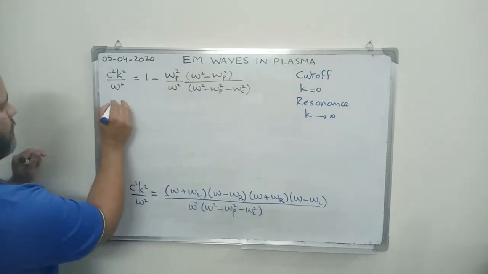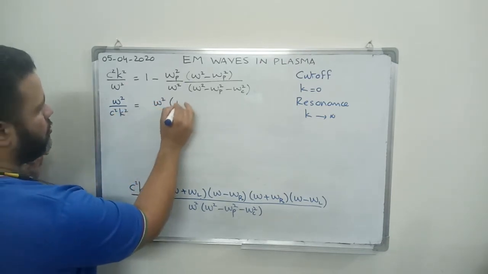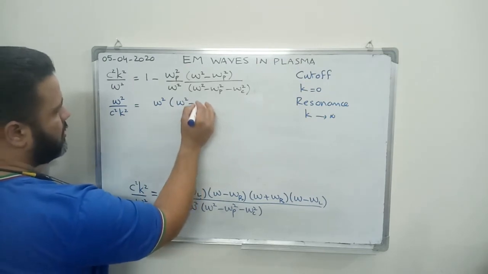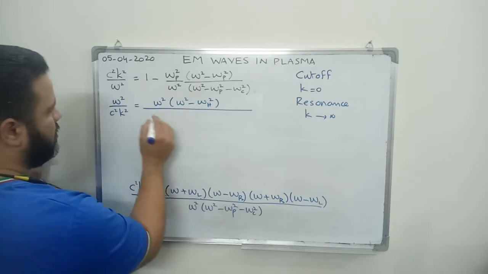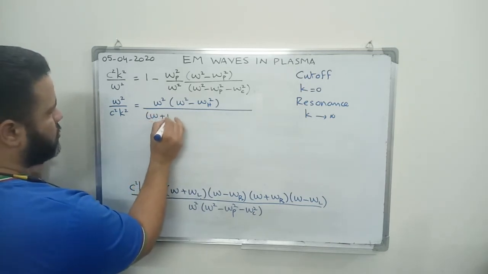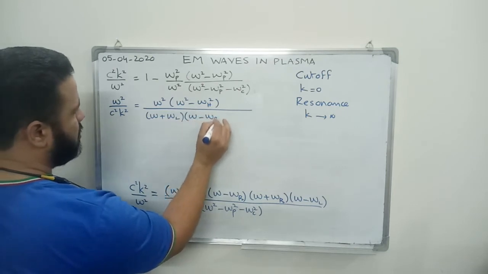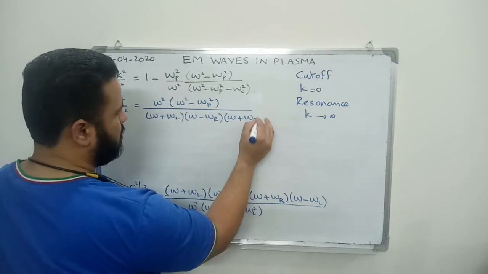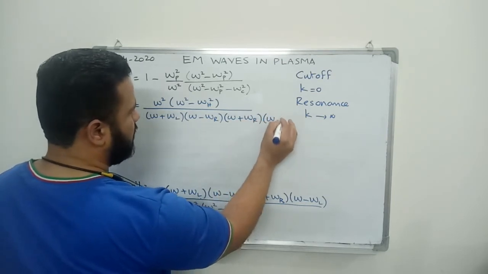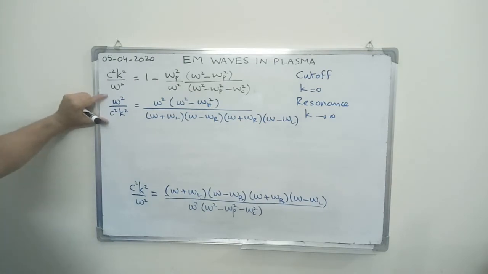So omega square by c square k square will be omega square minus omega h square, omega plus omega L, omega minus omega R, omega plus omega R and omega minus omega L. Okay. Why I'm writing it in this form?